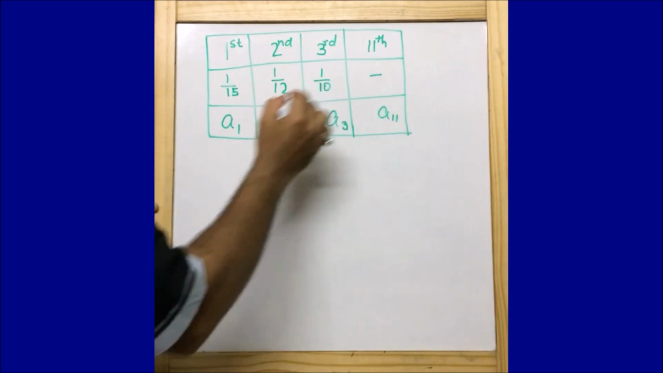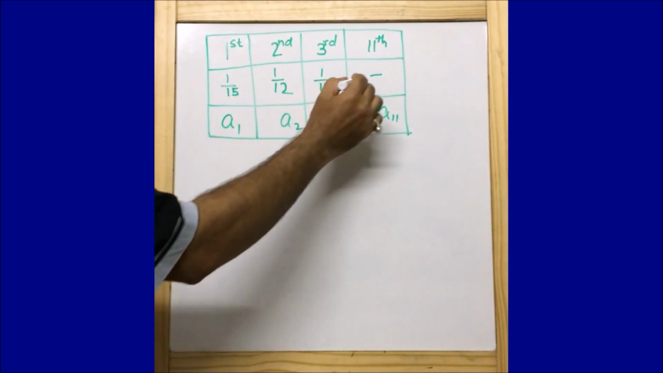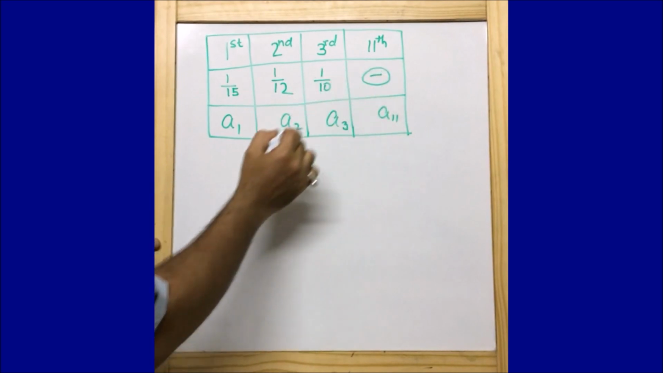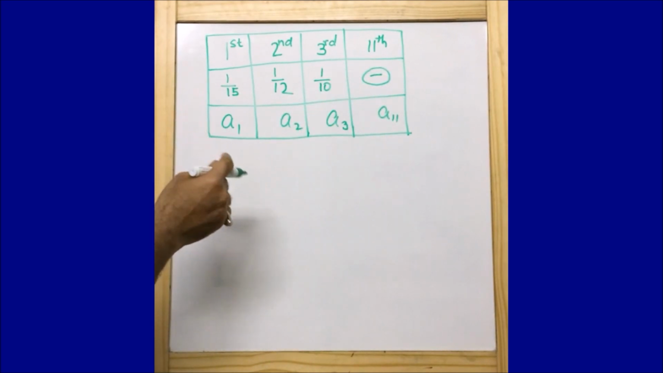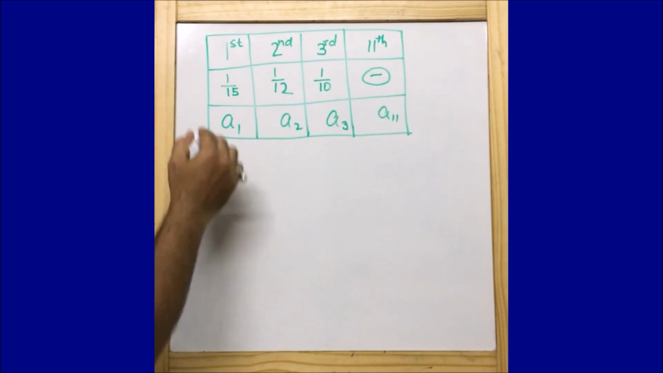Now, for moving ahead, our main motto is to first find A11, and then we can find S11, the sum of the 11 terms of this given AP.